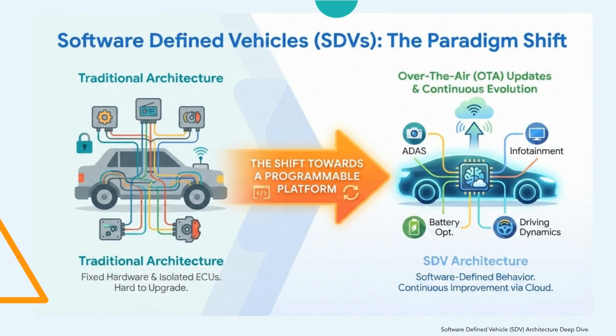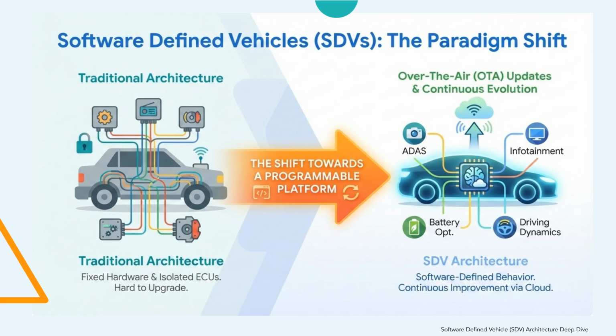Today, we're entering one of the most important transformations in automotive history, the shift towards software-defined vehicles, or SDVs. Now, what does this really mean? A software-defined vehicle is a vehicle where software is no longer just supporting features, but actually defining how the vehicle behaves, evolves, and improves over time.